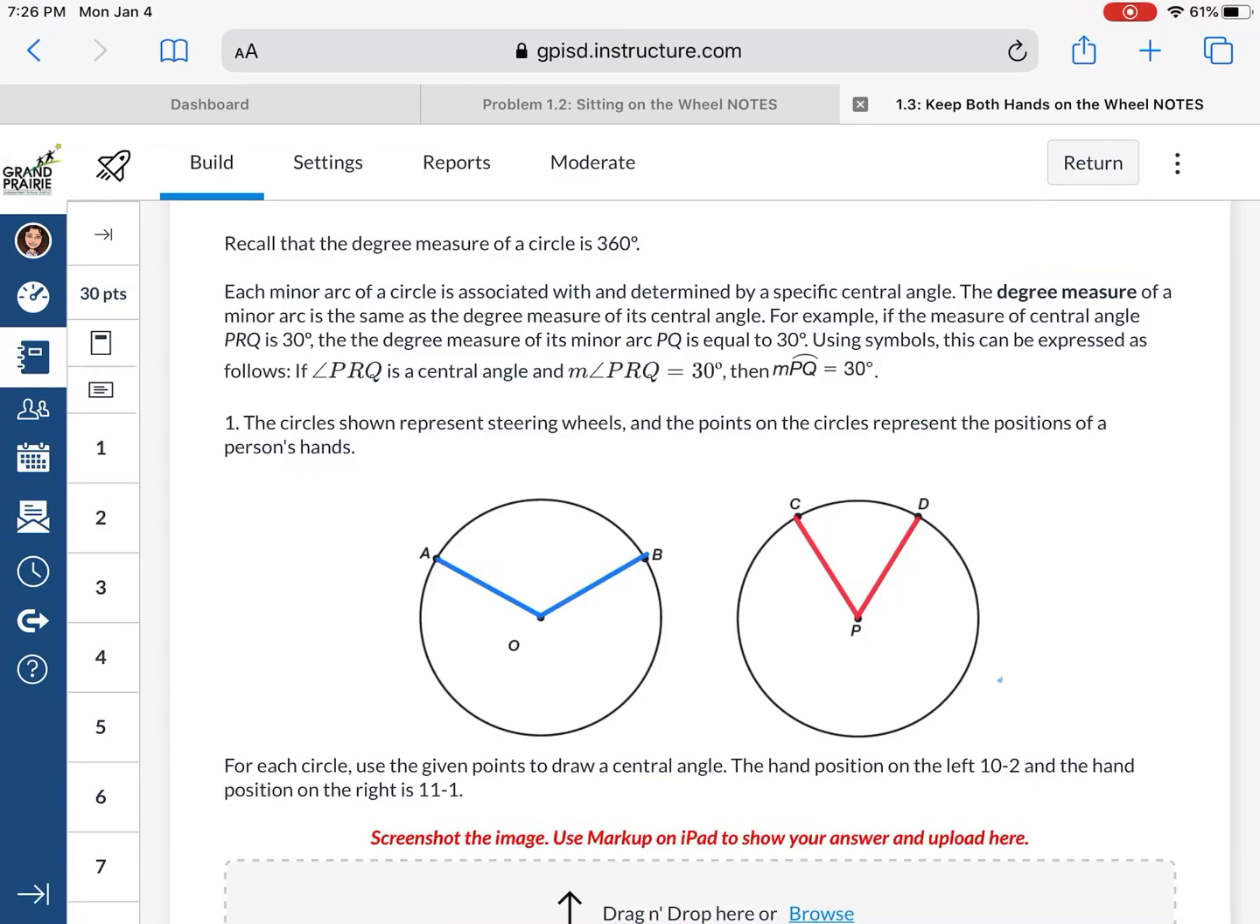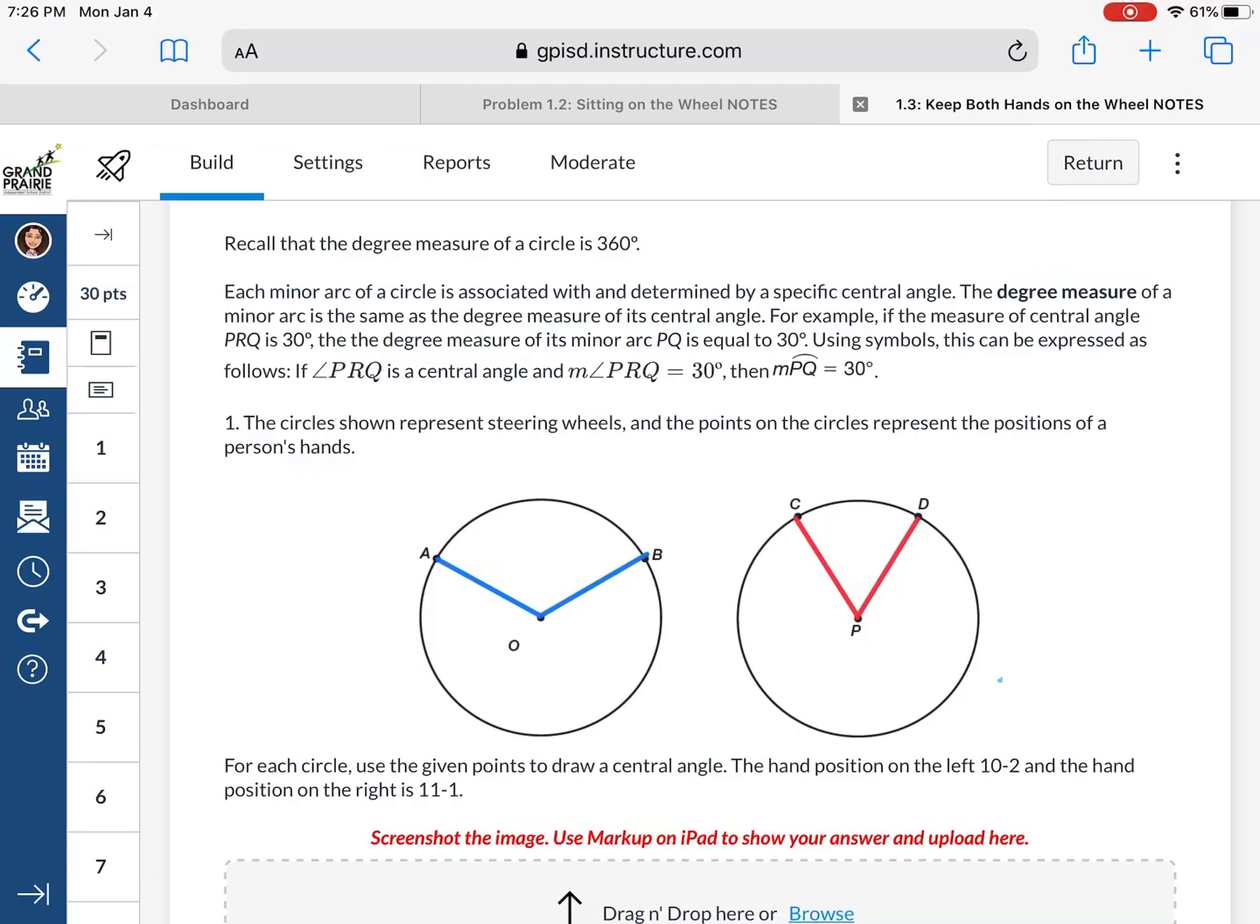All right, if you didn't quite get that, don't feel bad about it. This is not a super easy question. So let's look at the blue angle here, angle AOB. Remember that the hand position on the left was at 10 o'clock and 2 o'clock.